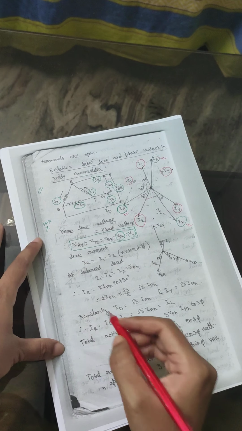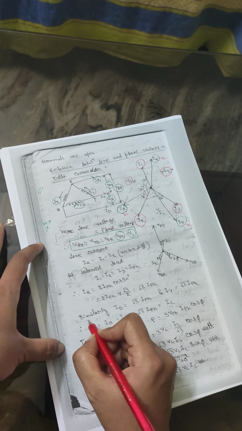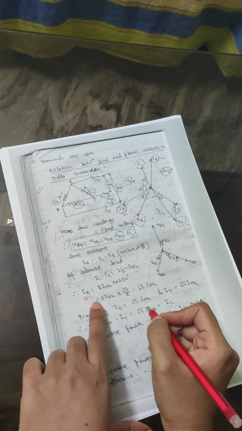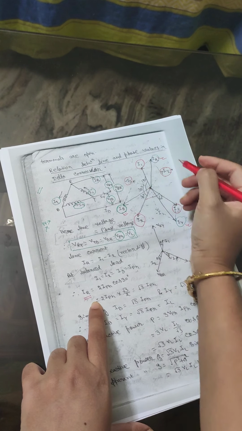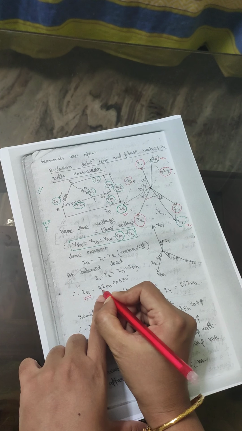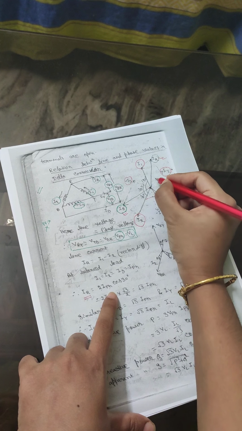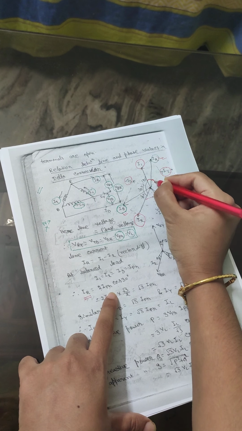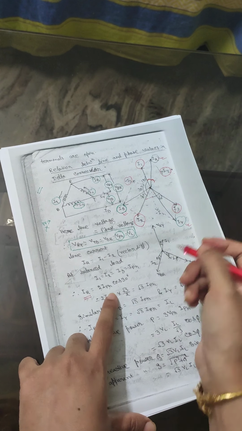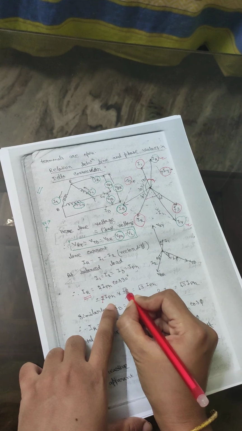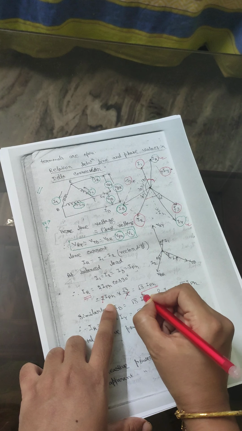So IR equals I1 plus or minus I2. That's why it becomes 2 I phase cos 30 degree. Same thing, cos 30 degree, that angle is 30 degree and this one is also 30 degree. So the 2 will be cancelled out, and it becomes √3 I phase.